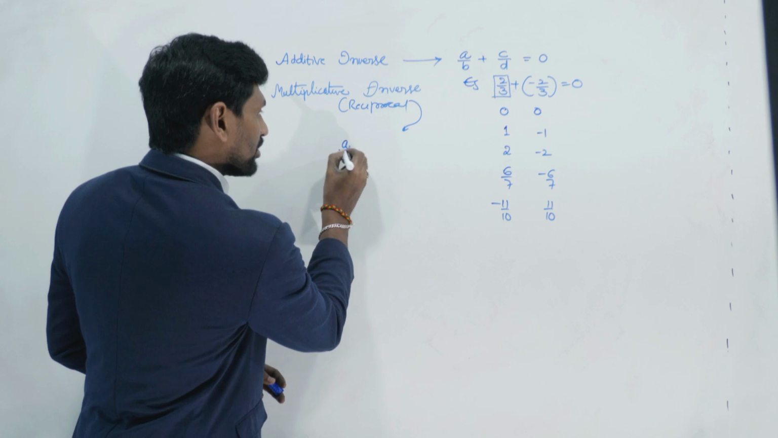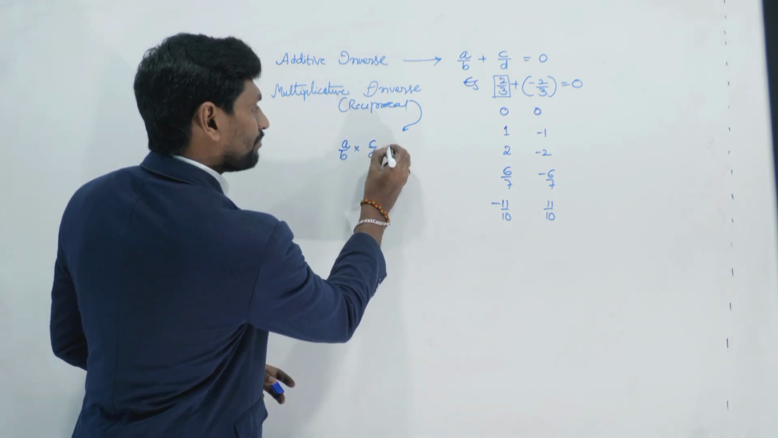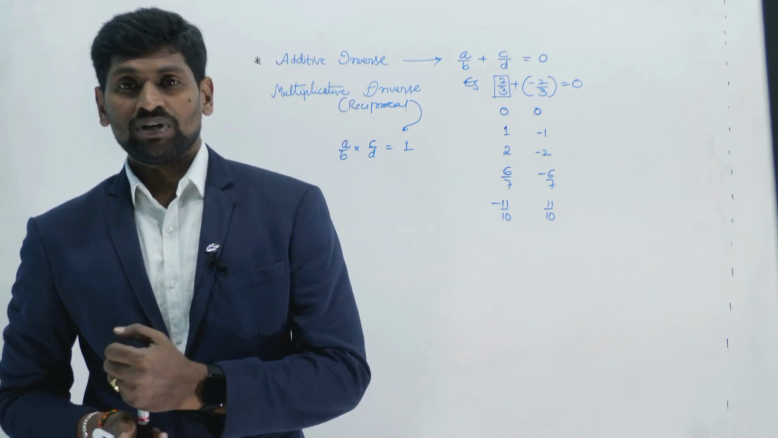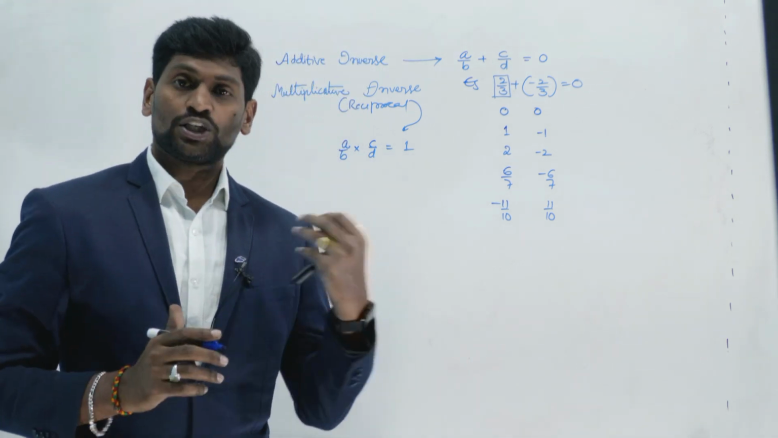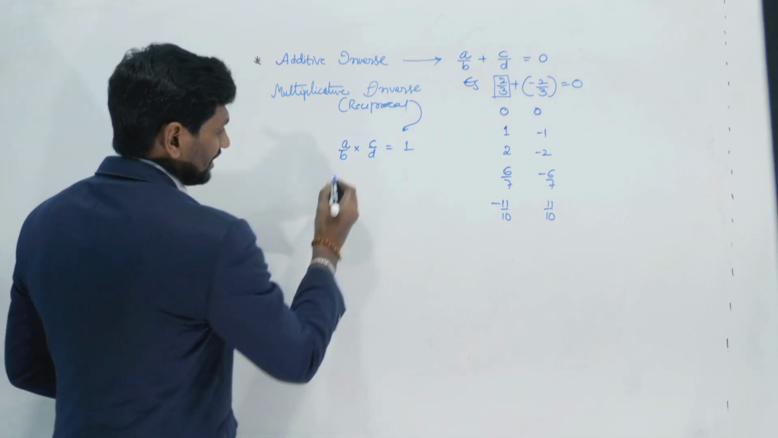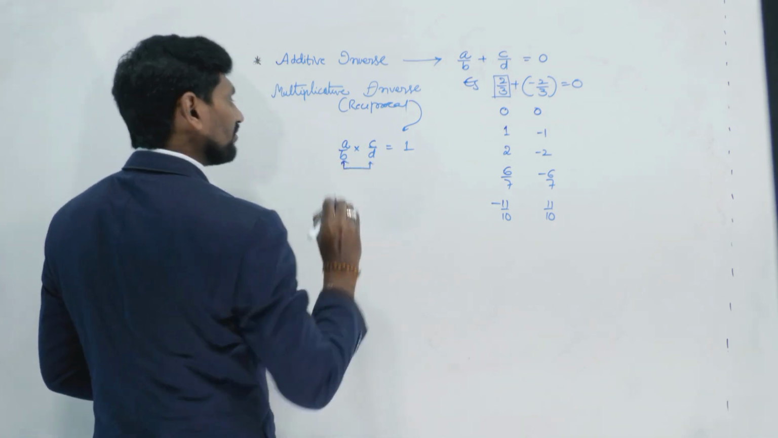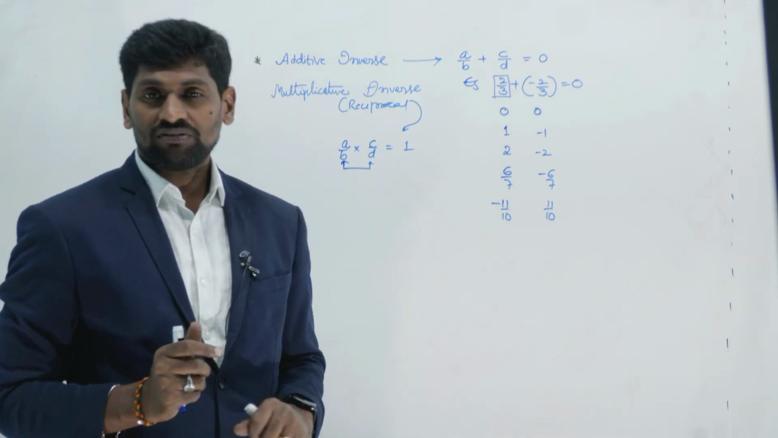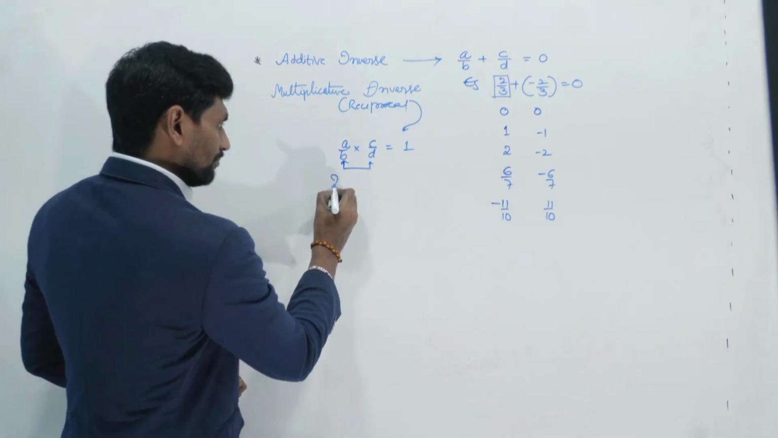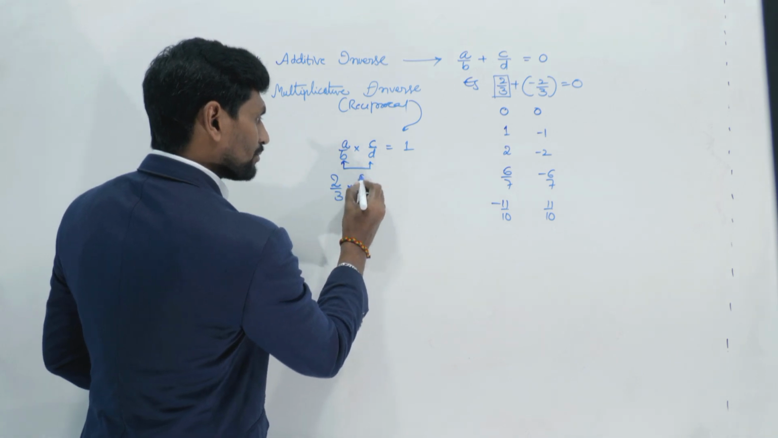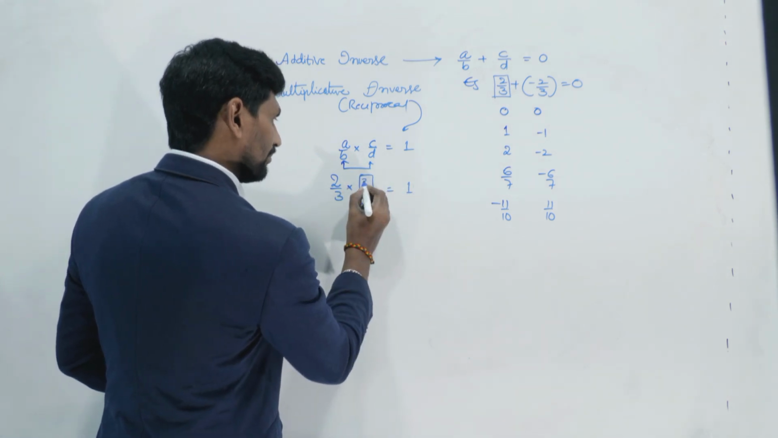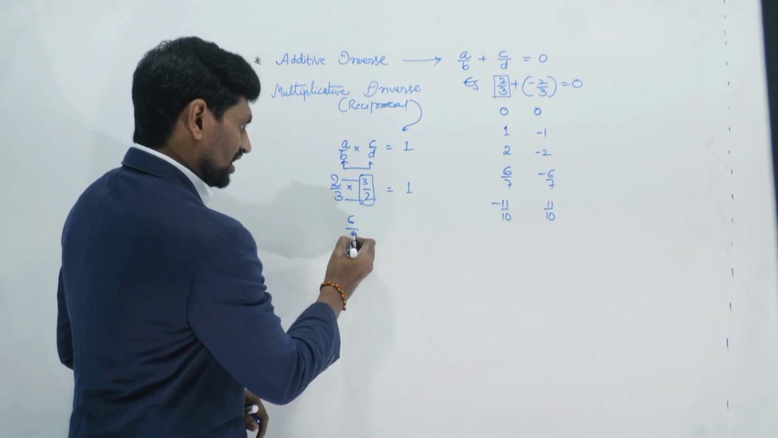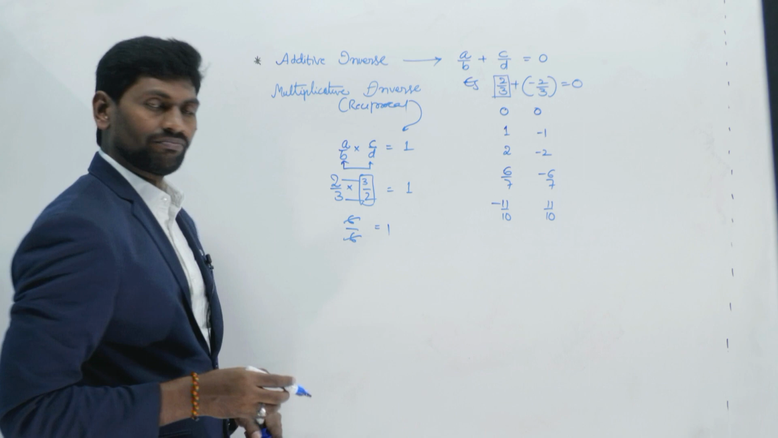Multiplicative inverse means when you multiply two rational numbers, the answer is 1. When the product is 1, we can say that the two rational numbers are multiplicative inverses of each other. So, for example, 2 by 3. To make 2 by 3 become 1, it must be multiplied with 3 by 2. Then 2 threes are 6, 2 threes are 6, and 6 by 6 cancels to 1.